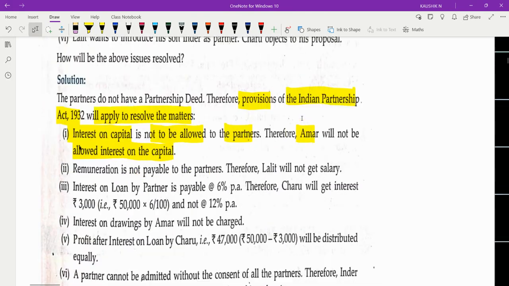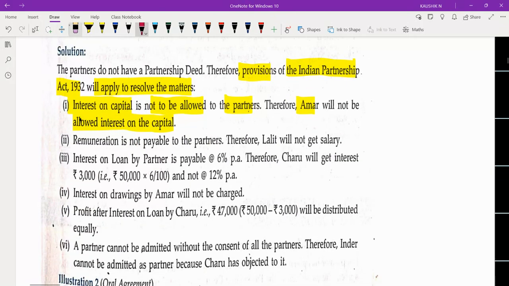Read the answer. What is the answer for the second one they said? Remuneration is not allowed or payable. Everything means one and the same. You need not stick to the same words that are mentioned here. You have to mention whether it will be allowed or not, payable or not. So remuneration is not payable to the partners. Therefore, Lalit will not get salary.